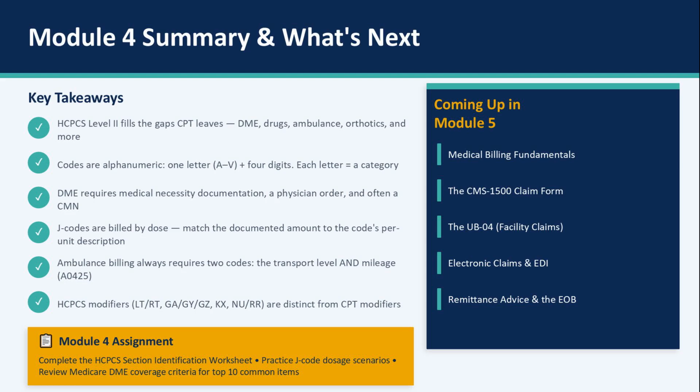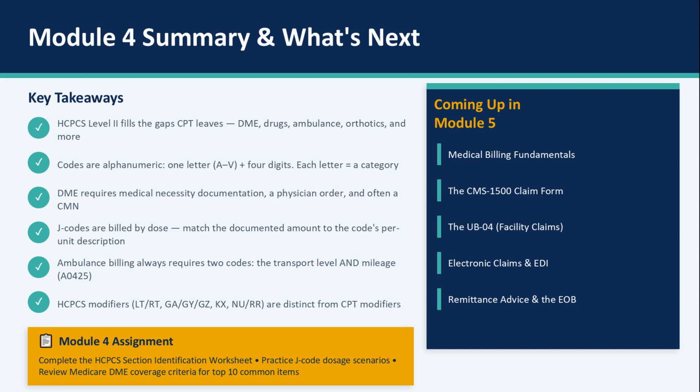3. DME billing has compliance teeth. You need medical necessity documentation, a physician order, and usually a certificate of medical necessity. Missing any of these is an audit risk. 4. J-codes are dose-dependent. Match the documented amount to the code's per-unit description and bill the appropriate number of units. Overbilling or underbilling drug codes is one of the most common billing errors in clinical settings. 5. Ambulance billing requires 2 codes: the transport level and mileage. Never bill ambulance transport with just 1 code.